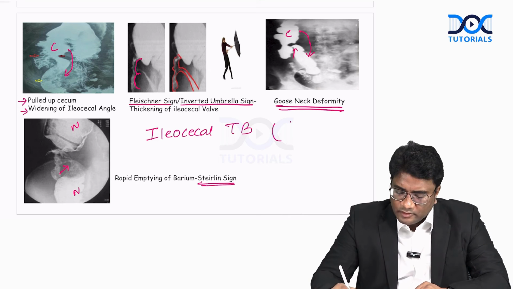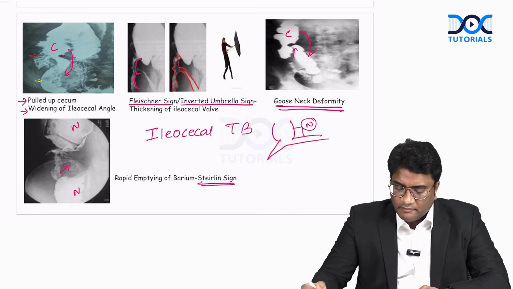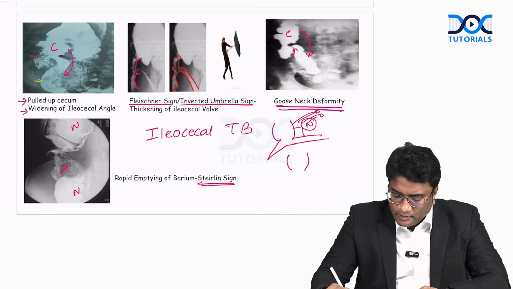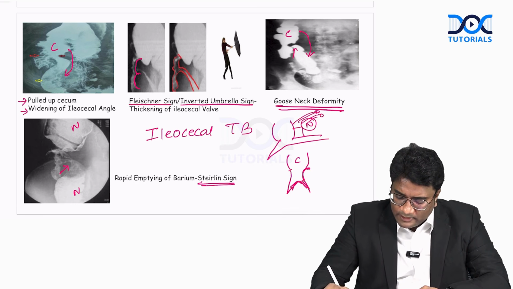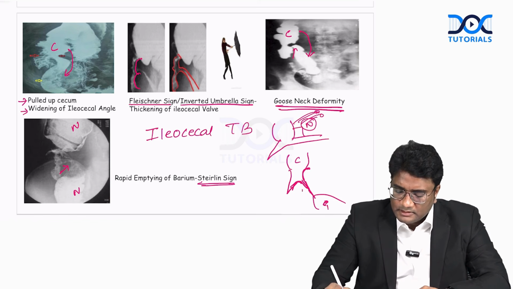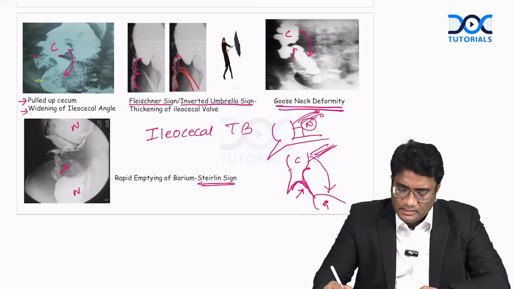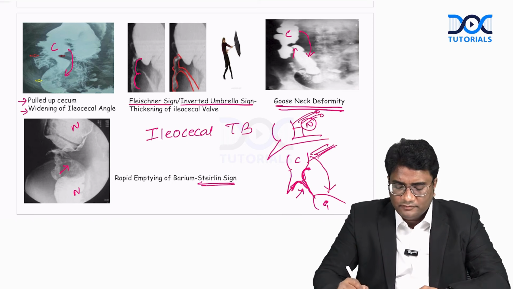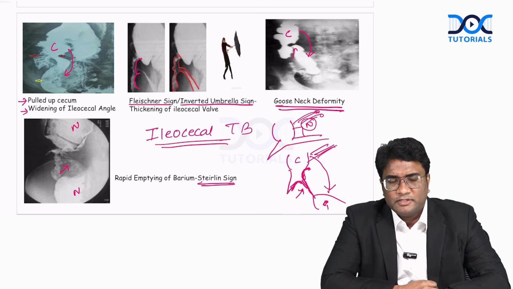So, basically normally the ileocecal region has an angle of 90 degrees. This is normal. But when you have ileocecal TB, there is mesenteric lymphadenopathy, fibrosis, all of that happening, and the cecum is pulled up. There is thickening of the ileocecal walls and a narrow terminal ileum. So, this is the normal bowel, the ileum, and this is the narrow terminal ileum. So, this widening of the ileocecal angle, pulled up cecum, the Fleschner sign, the gooseneck deformity that you have, all of these are signs of ileocecal tuberculosis, ileocecal TB.